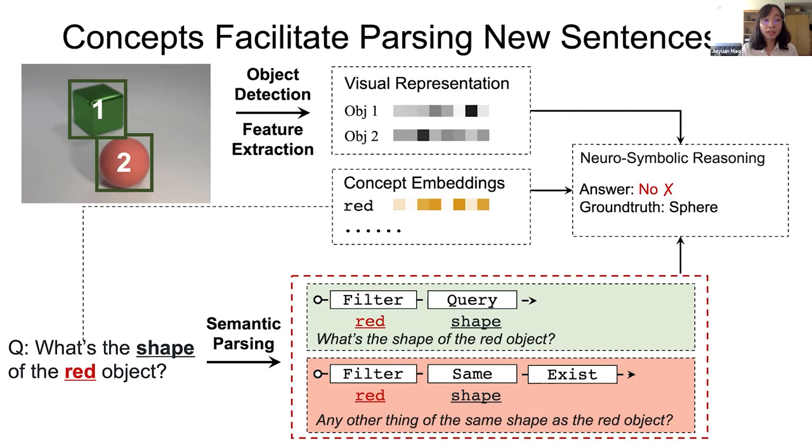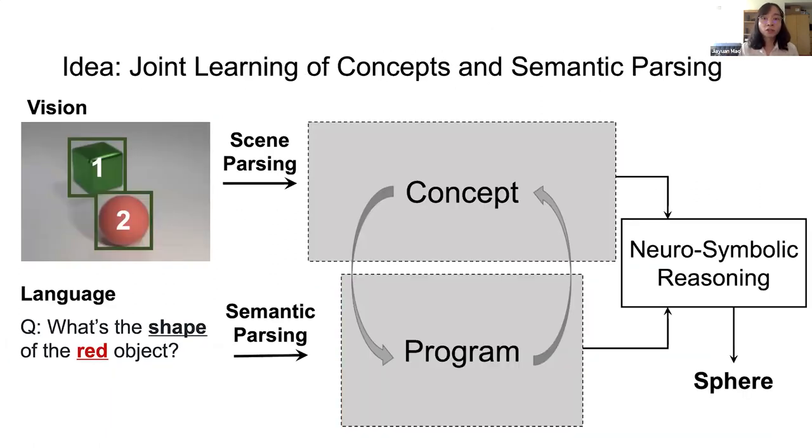Based on the execution results and how they compare with the ground truth answer, we can use whether the answer is correct as a reward to the semantic parsing module and apply a reinforcement learning algorithm to train the semantic parser. This closes the loop of concept learning and semantic parsing. In this neuro-symbolic concept learning framework, these two modules are jointly learned only by looking at images and reading paired questions and answers. So no explicit annotations for visual concepts or the program structure for different questions will be needed.